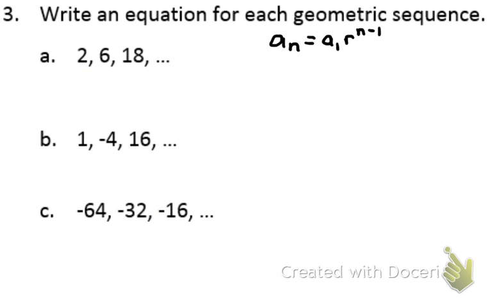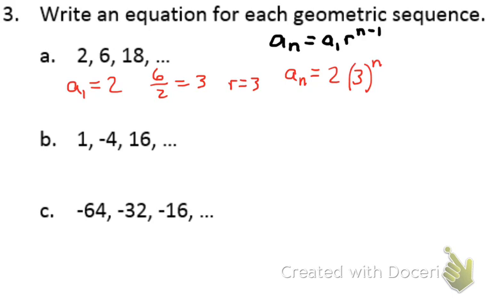Here we're going to write an equation for the geometric sequence. A sub 1 is representing the first term. R is the ratio, common ratio. So if we do 6 divided by 2, we'll see that's 3. So our R is 3. Now we'll substitute in. So A sub n equals first term 2, common ratio 3, and it's still going to be in our equation.